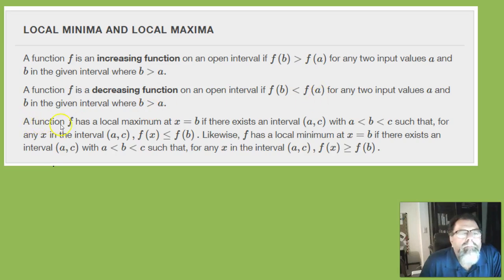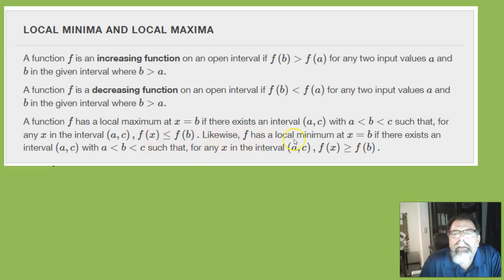A function f has a local minimum at x equals b if there exists an interval a to c, so again, those are x values, with b in that open interval somewhere between a and c, such that for any x in the interval a to c, f of x is greater than or equal to f of b. Basically, we're saying this is going to be at the lowest point.